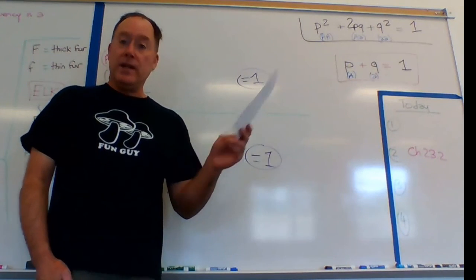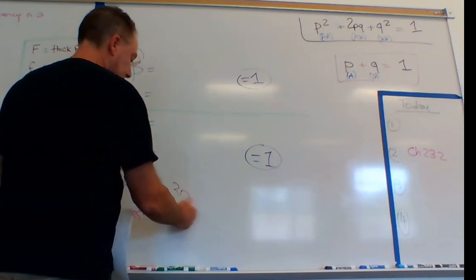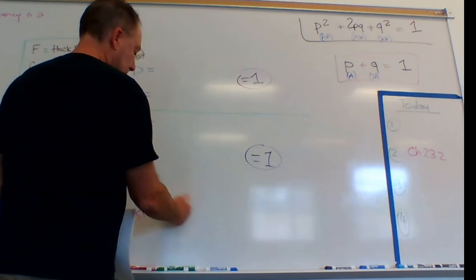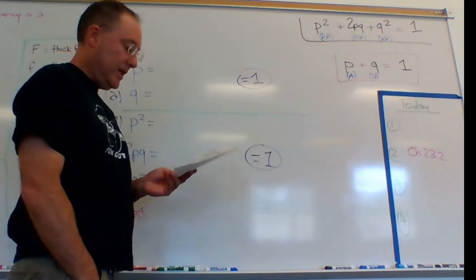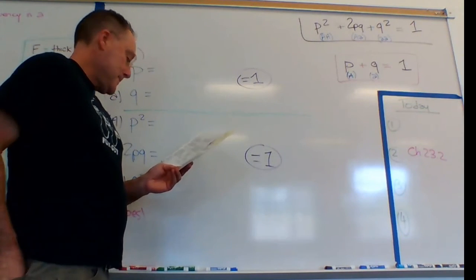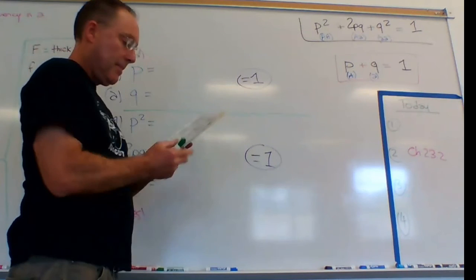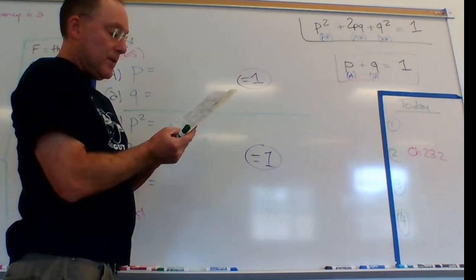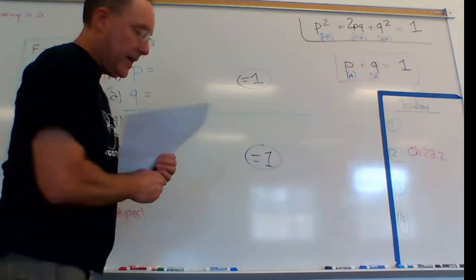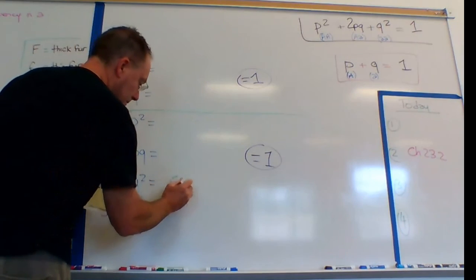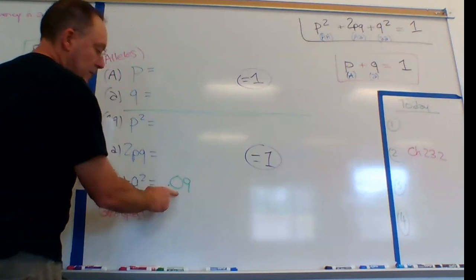Go ahead and try number 2, and then I'll be done. Press pause if you need to. Of the members of a population of pea plants, 9% are short, recessive. I'm going to stop right there. 9% are short.